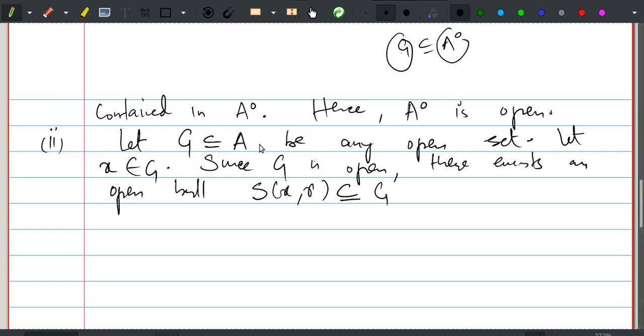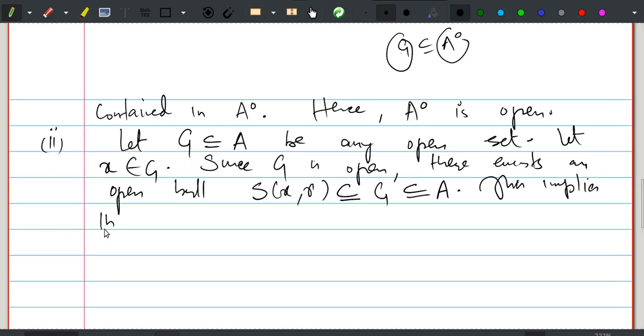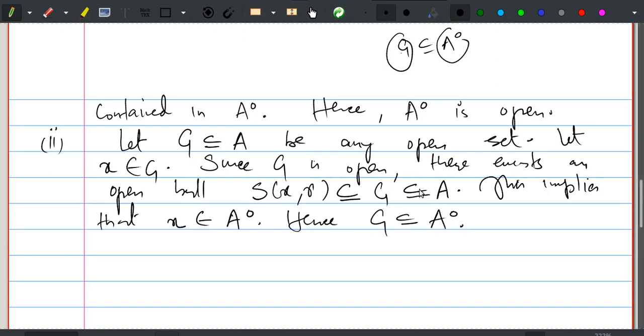Now G is given to be a subset of A. This implies, by the definition of interior of A, that x is an interior point of A. Hence G is contained in A interior. So every open subset of A is contained in A interior. In other words, A interior is the largest open subset of A.